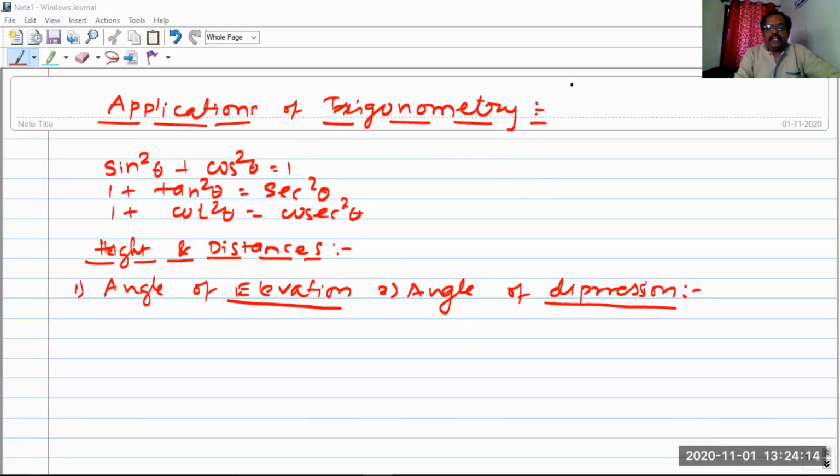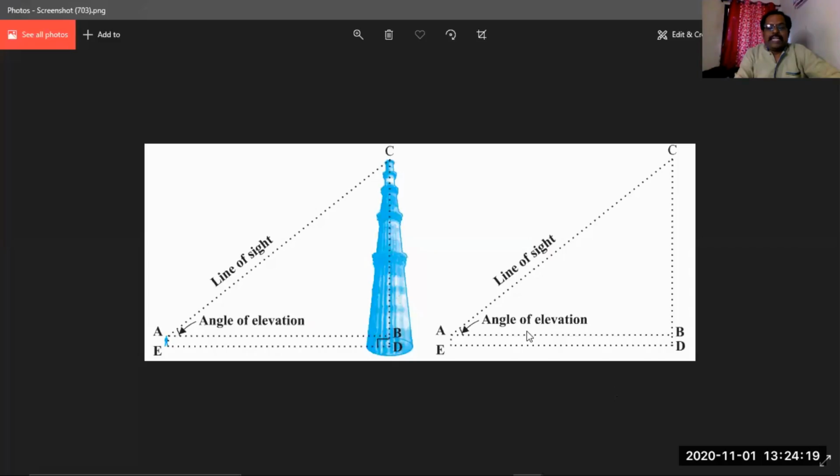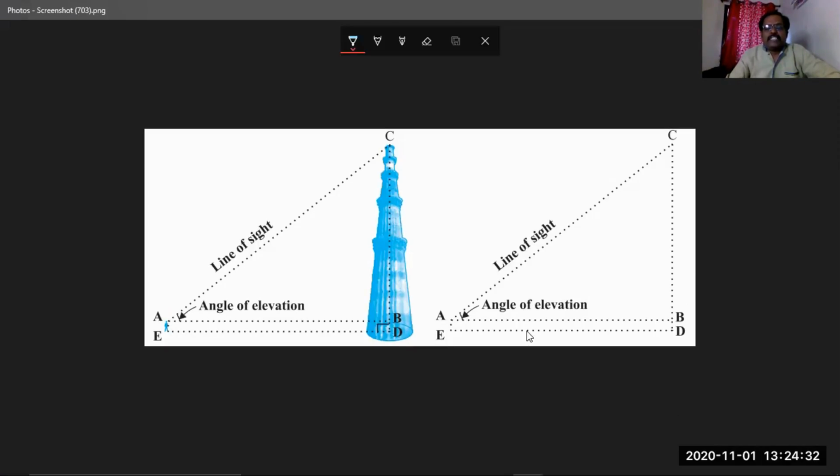What do you mean by angle of elevation and angle of depression? Here we can see the angle of elevation. Here if you observe, suppose this one is a tower. Here we can say Qutub Minar, or any very high tower, right? So this is a tower of some height.